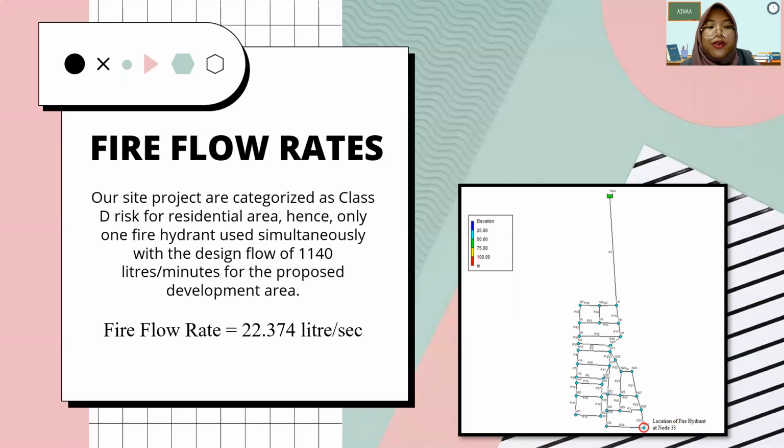So for the fire flow rates, our site project is categorized as Class D risk for residential area. Hence, only one fire hydrant is used simultaneously with the design flow of 1,140 liters per minute for the proposed development area. So after we calculate, the fire flow rate is 22.374 liter per second. As you can see in the diagram shown, it is located at node 33.